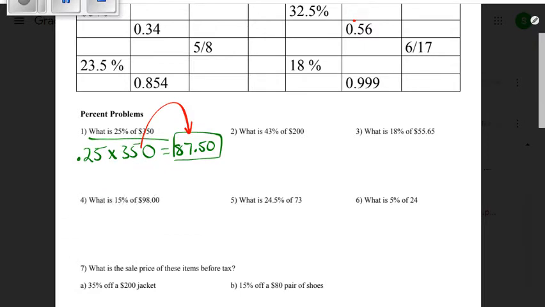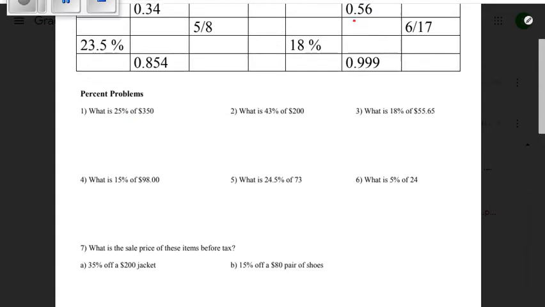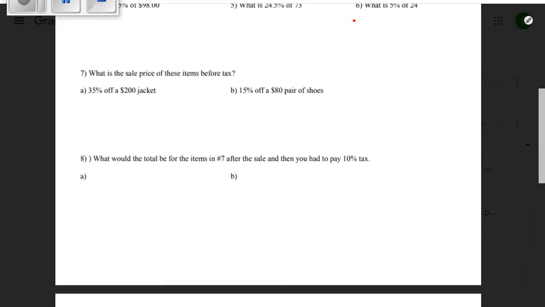What you're doing is change to a decimal, multiply. And that's what you do for all these questions. Change to a decimal, multiply. Well, let's try to make some sense of that.